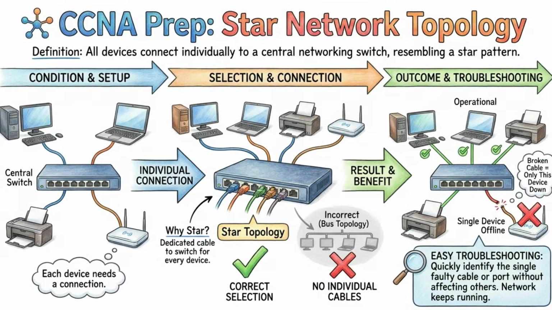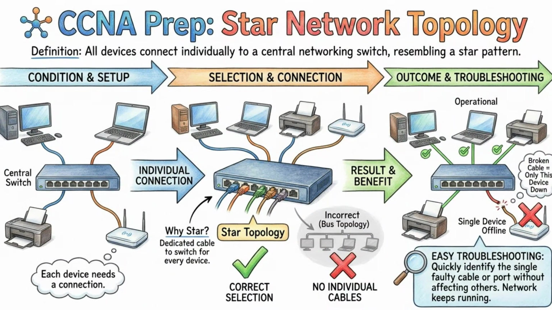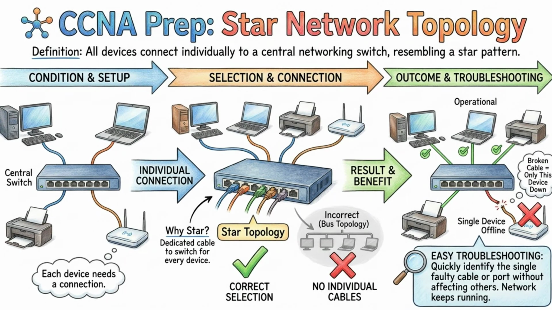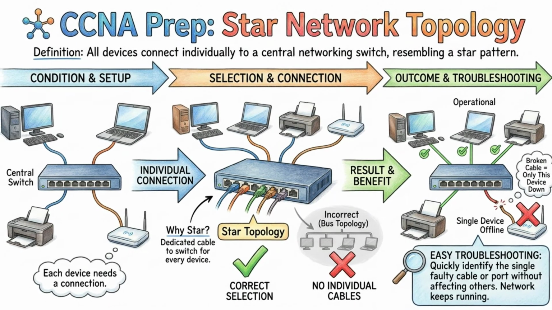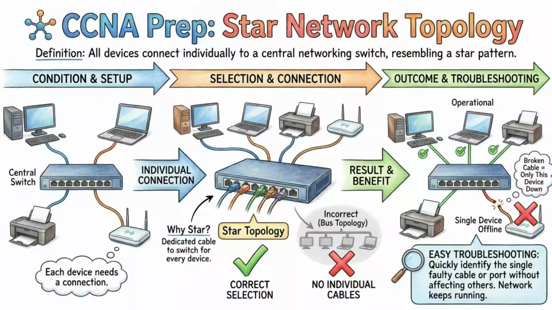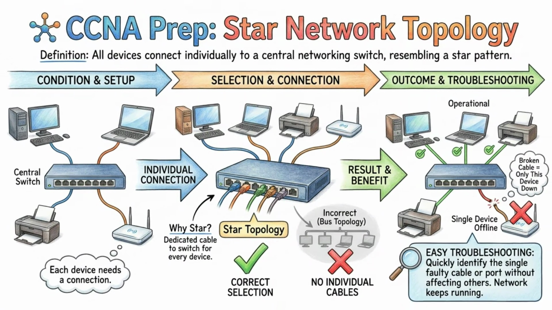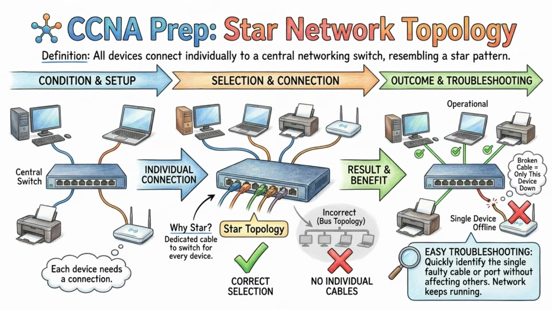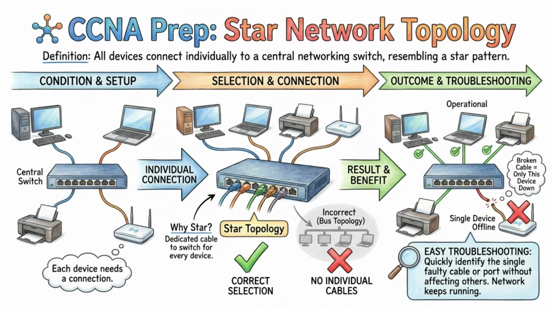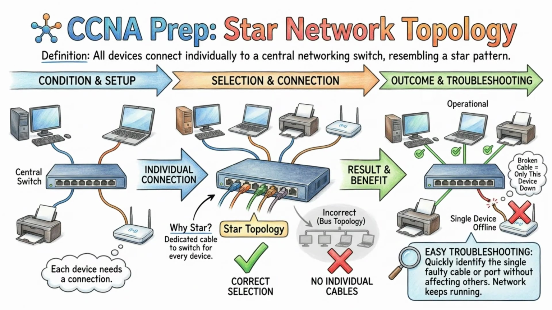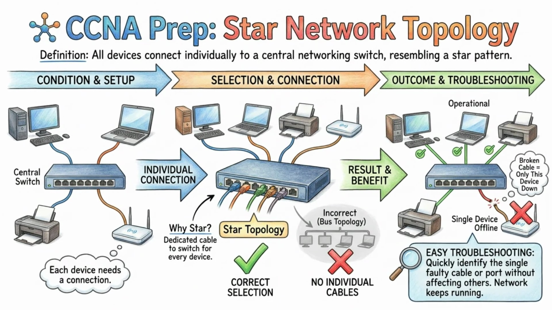How we physically arrange and connect all these cables and devices is known as a network topology, and the most common one you will encounter is the star topology. In a star topology, all the endpoint computers and devices connect individually to a central switch, making the layout look somewhat like a star pattern. The beauty of this design is that if one single cable breaks, only that specific computer loses connection, while the rest of the network continues operating perfectly.